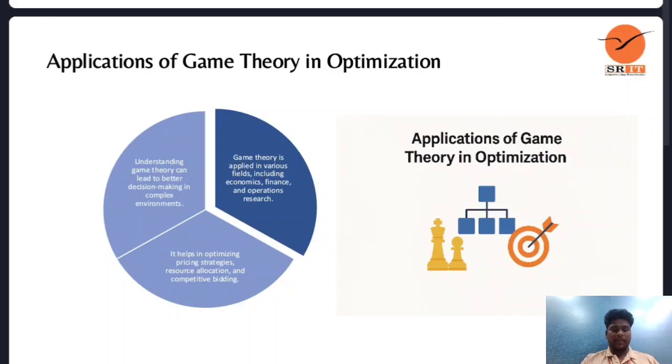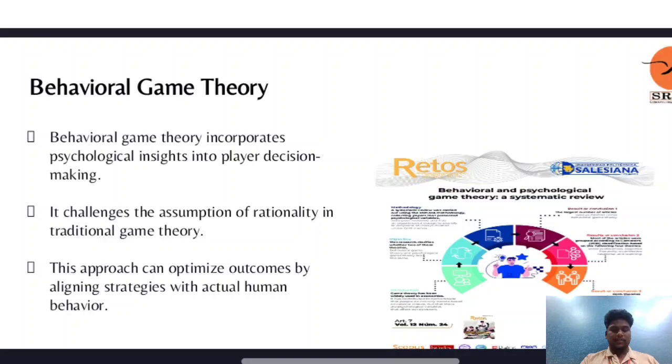Coming to the next slide, behavioral game theory. Behavioral game theory incorporates psychological insights into players' decision making. It challenges the assumption of rationality in traditional game theory. This approach can optimize outcomes by aligning strategy with actual human behavior.